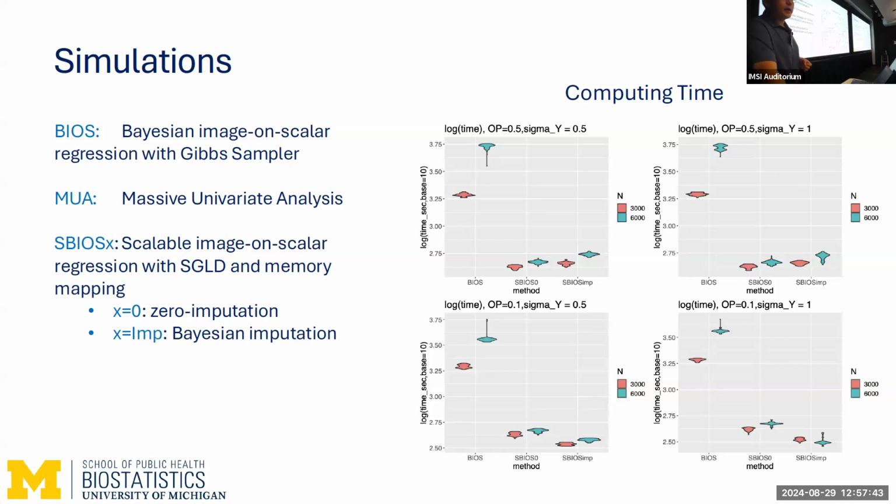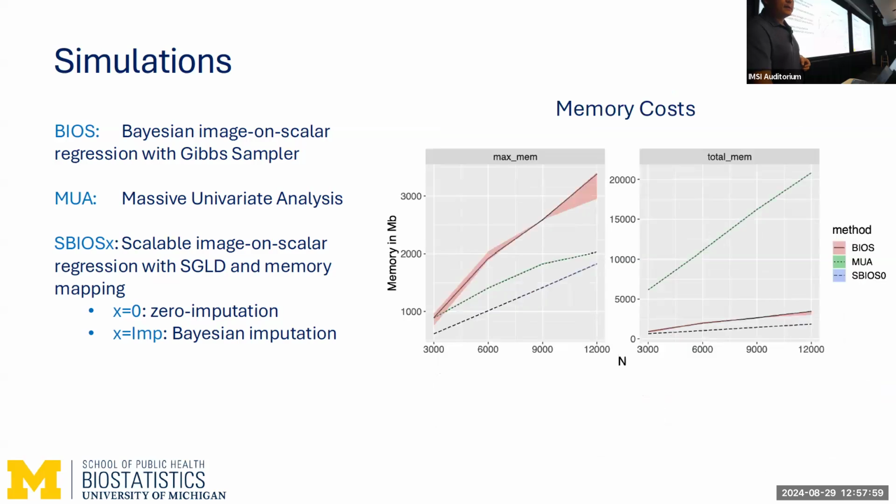Here you can see we compare the computation time, and our scalable method is much faster than the regular Bayesian method. I did not list the MUA, which is still lightning fast, as Tom mentioned. We cannot beat that computing time, but look at the memory cost. If you use the scalable method and code your software carefully, you can have much lower memory cost compared with the massive univariate analysis.